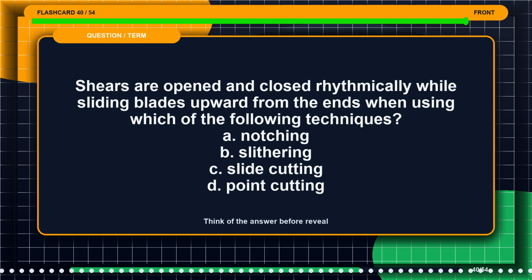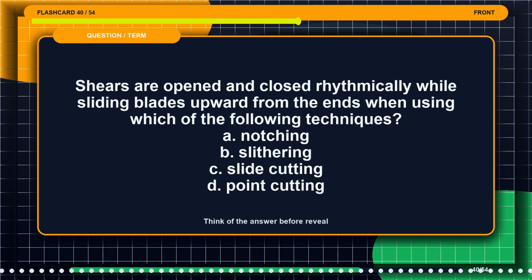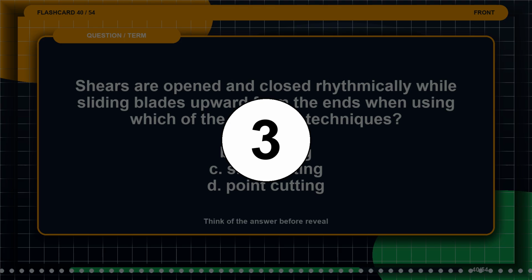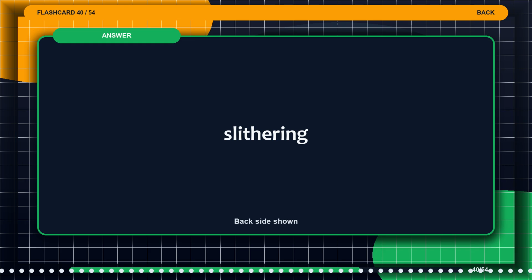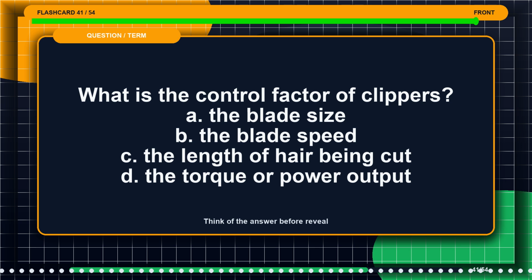Flashcard 40. Shears are opened and closed rhythmically while sliding blades upward from the ends when using which of the following techniques? A. Notching. B. Slithering. C. Slide cutting. D. Point cutting. Pause and think of the answer before the reveal. The answer is slithering.